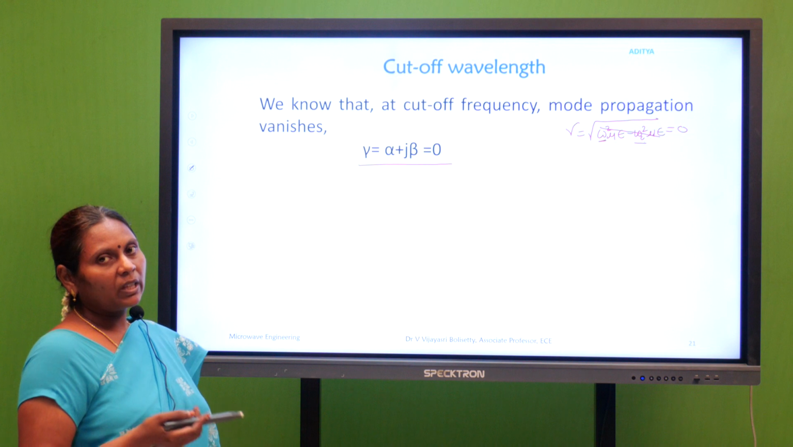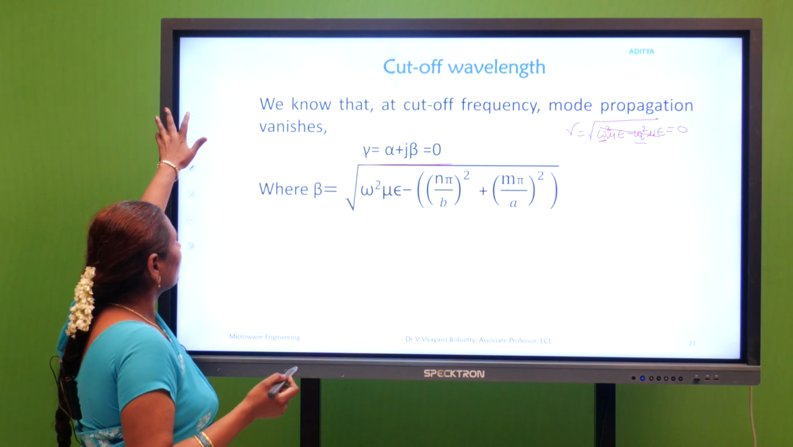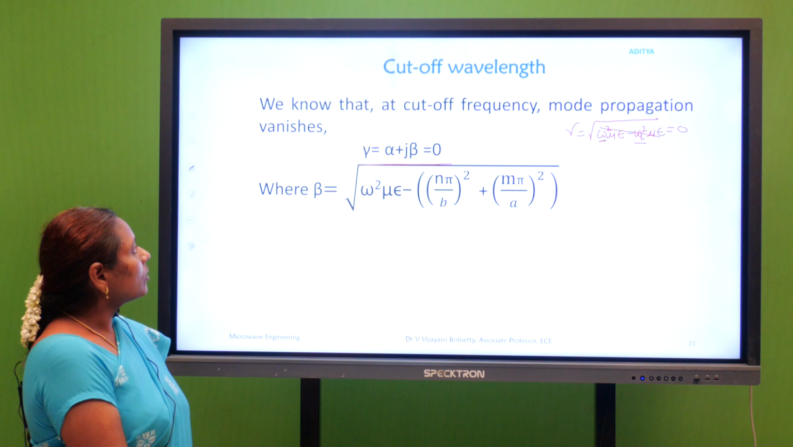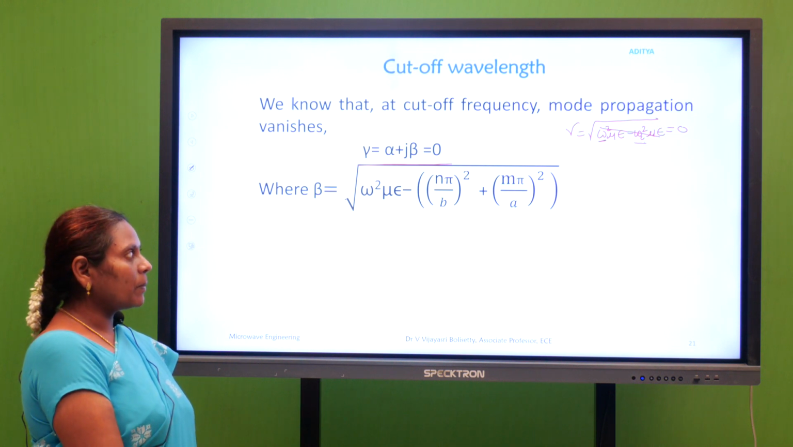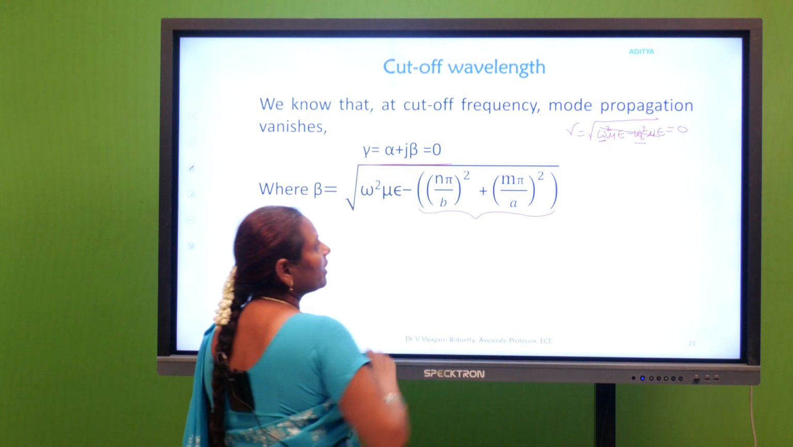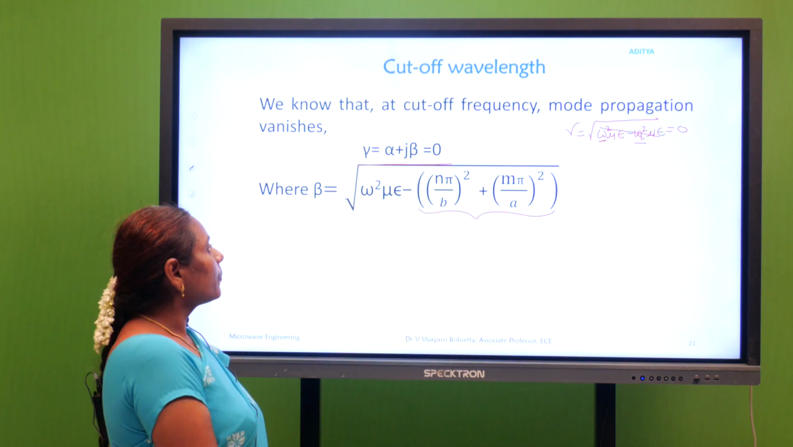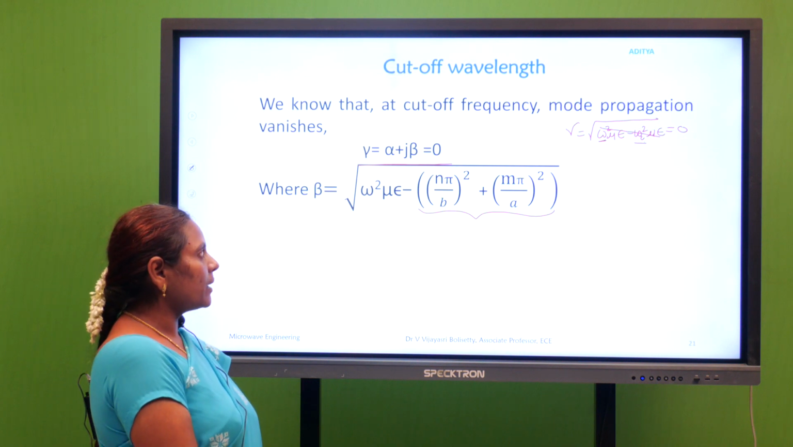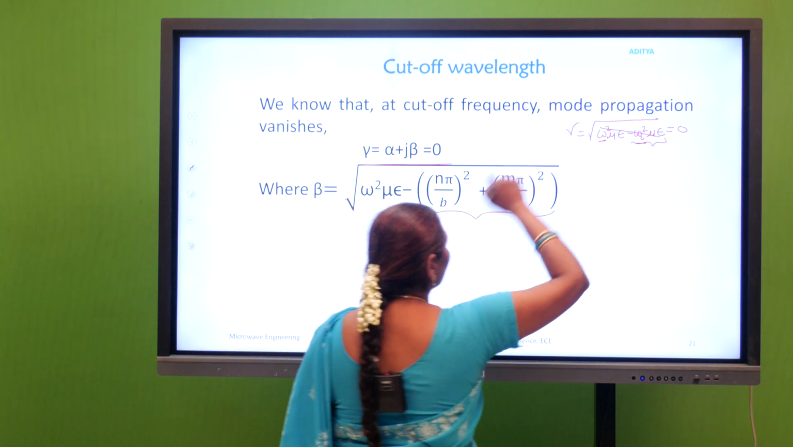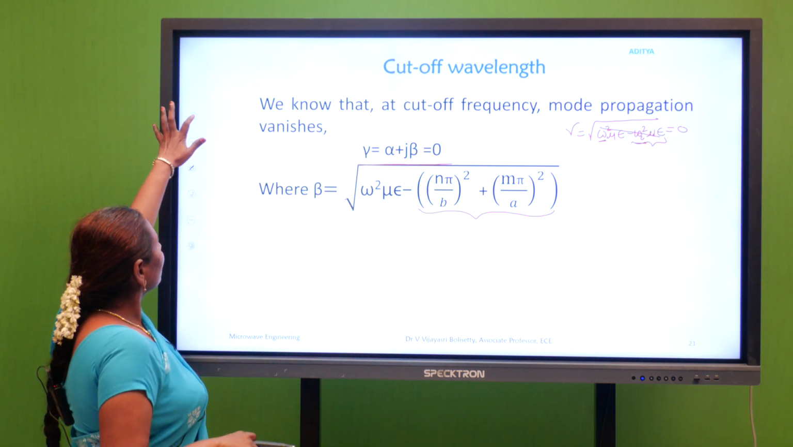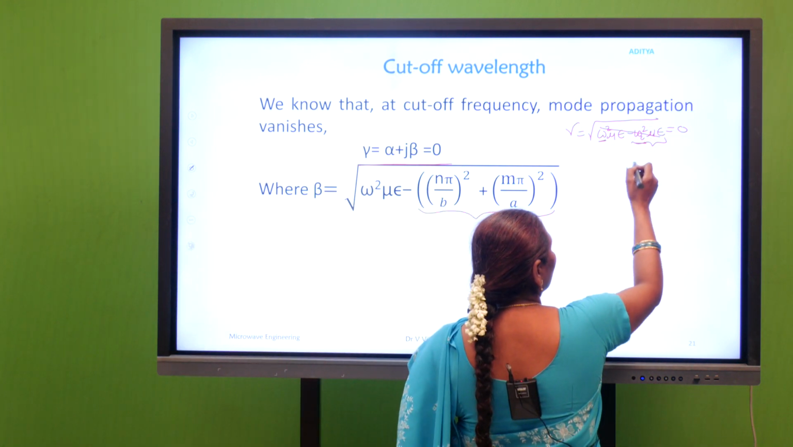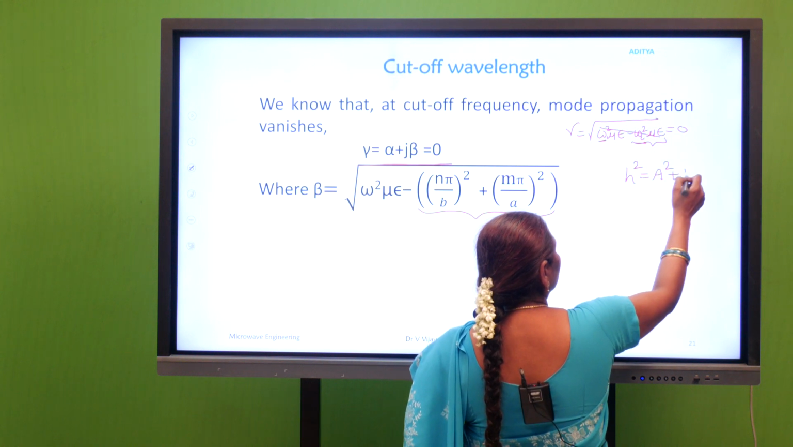So, let us take the same condition, that gamma is equal to 0 for mode propagation. When gamma is equal to 0, that means alpha plus j beta is equal to 0. Anyhow, we have defined beta, that is beta is equal to root of omega square mu epsilon minus (n pi by b whole square plus m pi by a whole square). For the rectangular waveguide we have considered this is the beta, and here n pi by b whole square plus m pi by a whole square is nothing but omega c square mu epsilon, or simply we can also take it as h square.